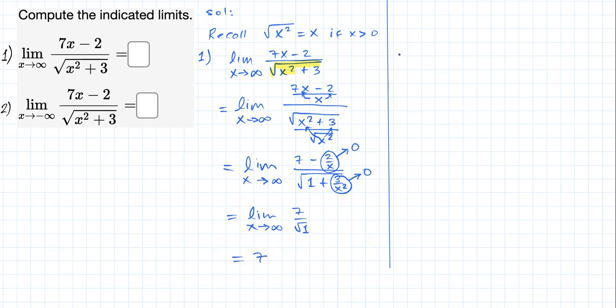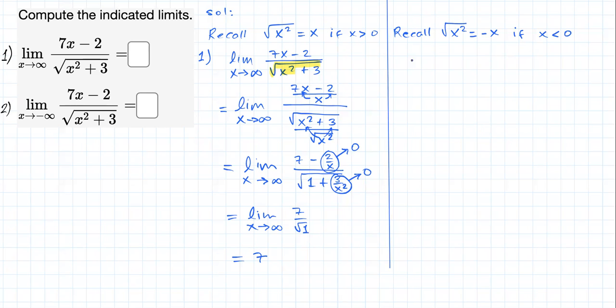Great. Now let's go ahead with number 2. For number 2, I want you to recall that the square root of x squared is equal to minus x if x is negative, okay? Now, again, you may say, Professor, how could we know that x is negative for number 2? Notice x approaches negative infinity now. It's very, very negative. We can think of x as being negative 1 trillion, something like that, negative, right?